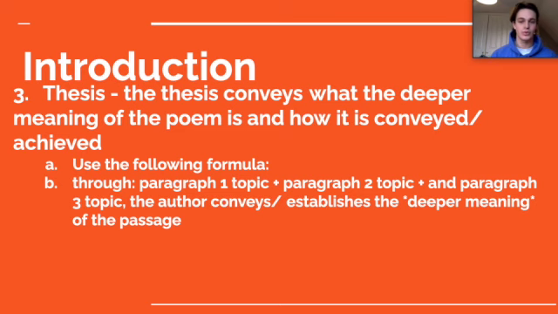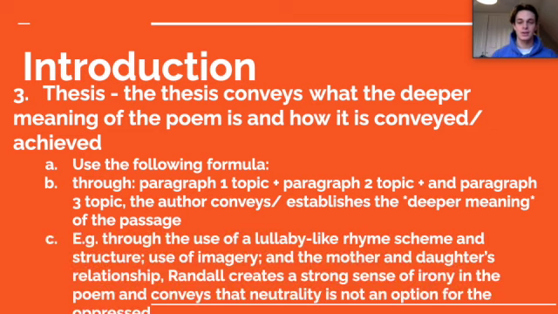So through, you use a colon, paragraph topic 1, paragraph topic 2, and paragraph topic 3, the author conveys/establishes the deeper meaning of the passage, okay? And we also want to use semicolons here, in between listing the paragraph topics. So, our first paragraph topic in this case is about lullaby-like rhyme scheme and structure. Our second paragraph topic is the use of imagery. And the third paragraph topic is the mother and daughter's relationship, okay?